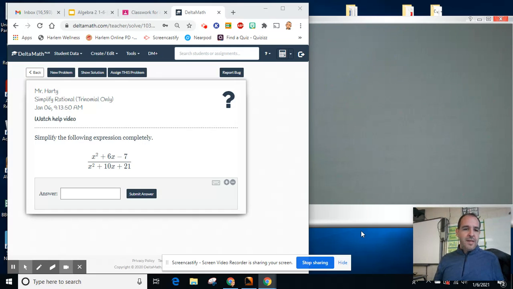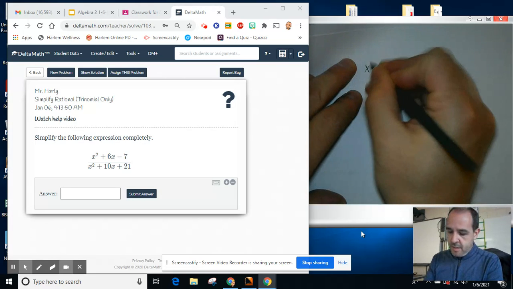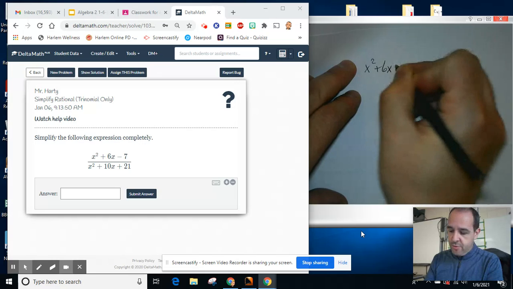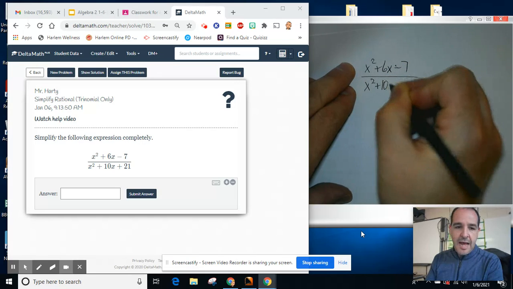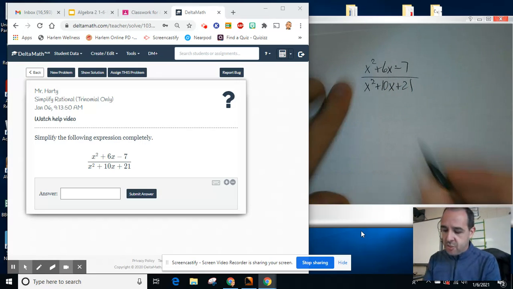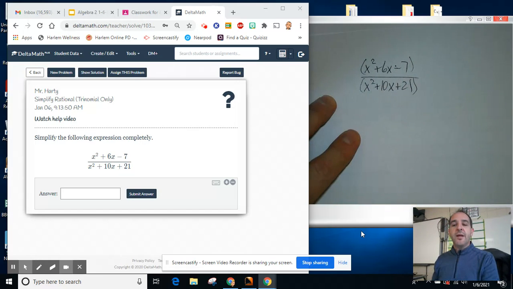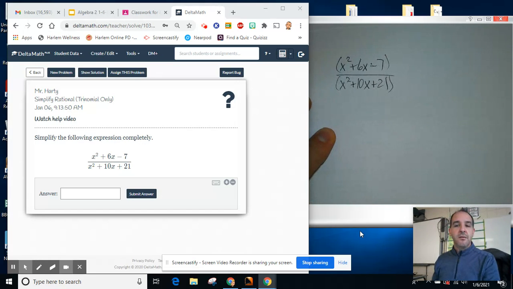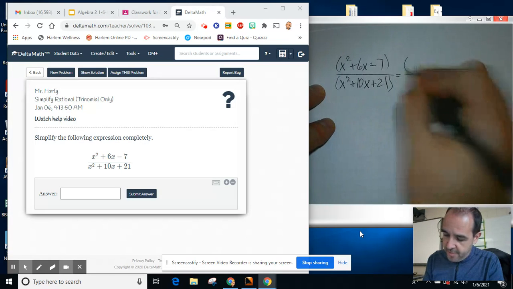We'll see. Okay, simplify the following expression completely. All right, first thing I need to make mention of here, as I jot this down, is do not be the person that cancels out the x squareds. Why not? There are pluses and minuses. Those are bonded. The only way we can unbind these is by factoring them. That's right.